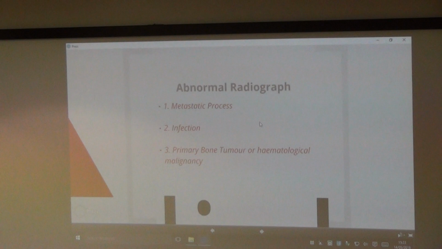Infection as well. Infection on a plain film can have metastatic features. In fact, infection over time can leave anything on the plain film. And then, of course, primary bone tumour, indeed, the hematological, like lymphoma.